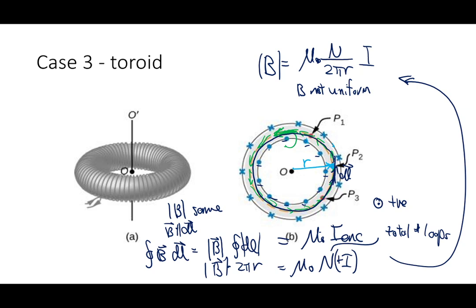In a sense, what they're trying to say is that on the inside edge, your loops are more scrunched up together, higher loop density, you expect a higher magnetic field. Whereas on the outside edge, the loops are further apart, lower loop density, you expect a lower magnitude of magnetic field. So it depends on 1 over r.